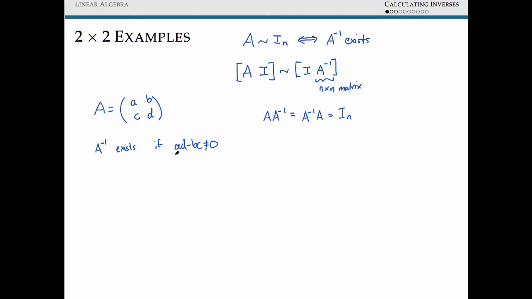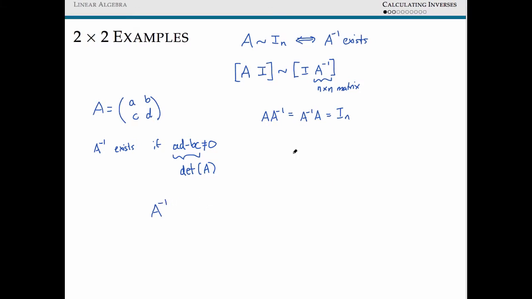So this, for a 2 by 2 matrix, actually has a special name. This is called the determinant of a 2 by 2 matrix. We get it by, again, just taking the product of the entries on our diagonal and subtracting the product of the entries on our anti-diagonal. So this is going to be our condition for A inverse to exist. And furthermore, one of the nice things that we get is that we can actually compute A inverse.